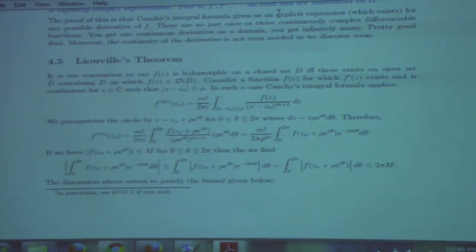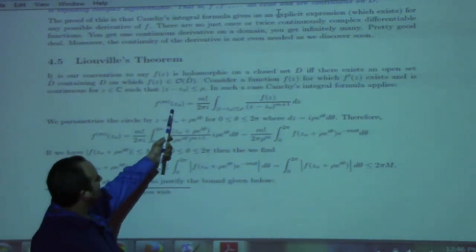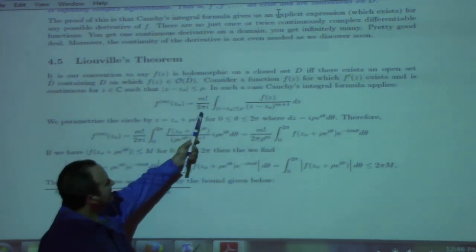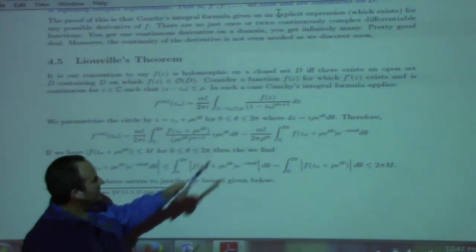All right. And then we consider, again, a function where both the function f of z and the derivative f prime of z exist, and we're also going to assume that the derivative is continuous. Next class, I'll explain to you why that's an unnecessary assumption. The continuity of the derivative itself is automatic by Goursat's theorem. But anyway, so Cauchy's integral formula applies, and we get the mth derivative at z naught is equal to m over 2 pi i, such and so forth, right?